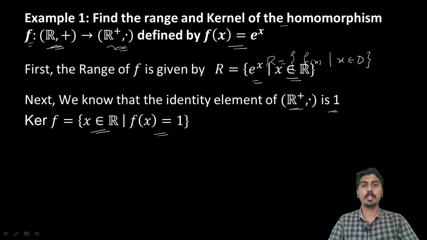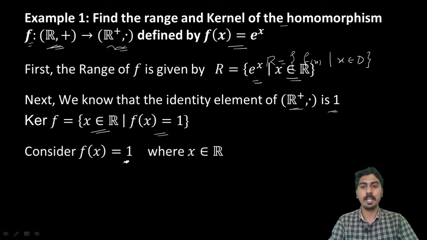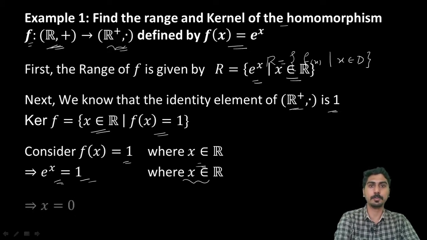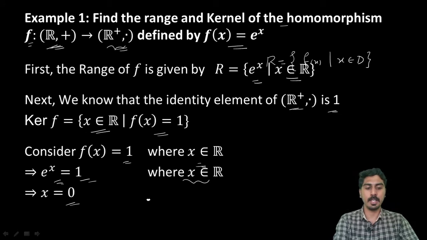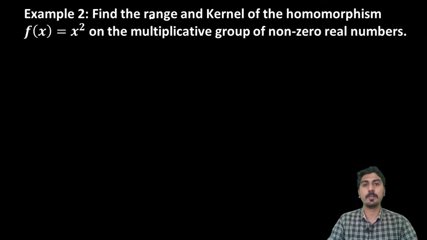To find all those values of x for which f of x will be equal to 1, I consider f of x equal to 1, where x is a real number. Given that f of x is e power x equal to 1, the only real value of x for which e power x will be equal to 1 is 0, x equal to 0. So the kernel of f is the singleton 0.